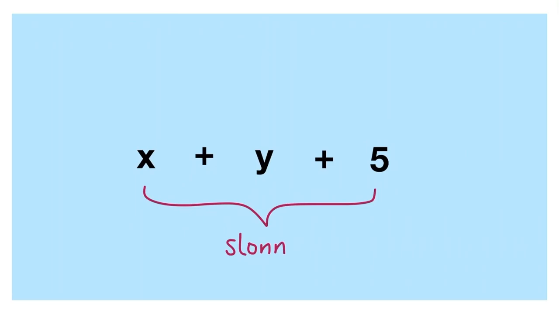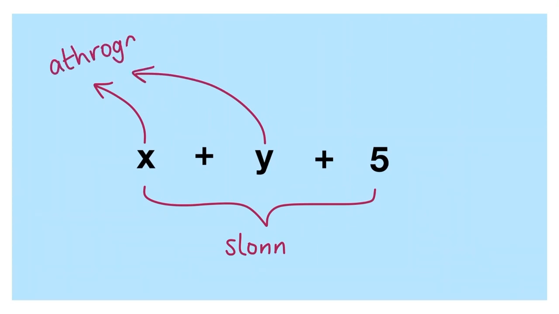And the two numbers we don't know, X and Y, are called the variables. The normal number on its own, which is plus 5 here, we call a constant.